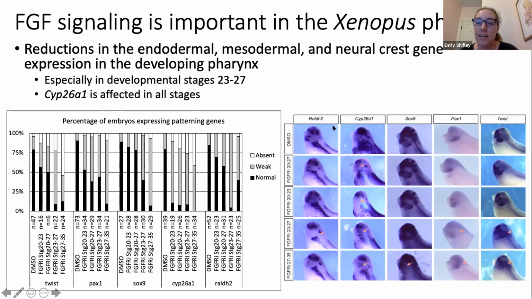And we saw some reductions in RALDH2, which is in the mesoderm, SOX9, and PAX1, which is in the endodermal compartment of the pharynx. We saw reductions in PAX1, and TWIST is a neural crest marker. So we tried to look at a couple different markers and quantify these reductions. And it seems like FGF signaling is actually needed in all the different time periods that we chose, but we got more severe defects between stages 23 and 27.